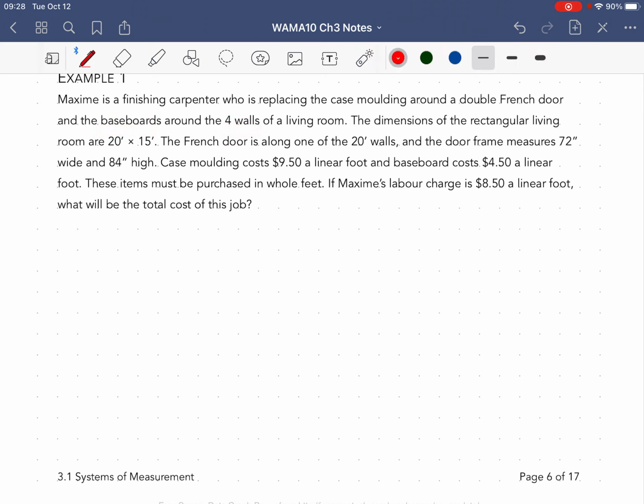The dimensions of the rectangular living room are 20 feet by 15 feet. The French door is alongside one of the 20-foot walls. The door frame measures 72 inches wide and 84 inches high. Case molding costs $9.50 a linear foot. Baseboard costs $4.50 a linear foot. Maxime's labor charge is $8.50 a linear foot. What will the total cost of the project be? So that's what we're trying to answer. What is the total cost of the project?